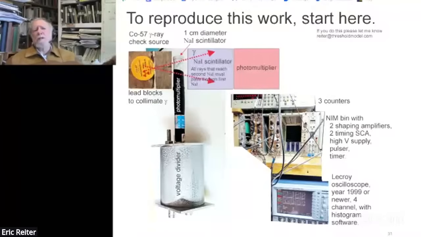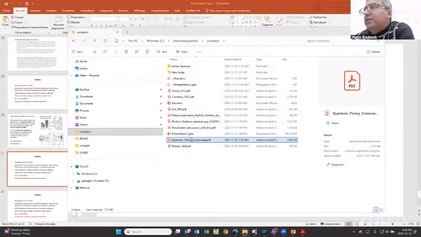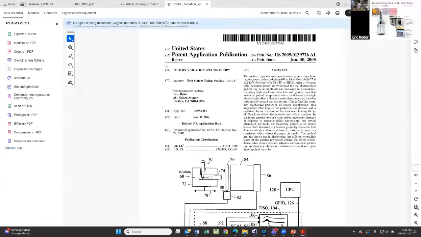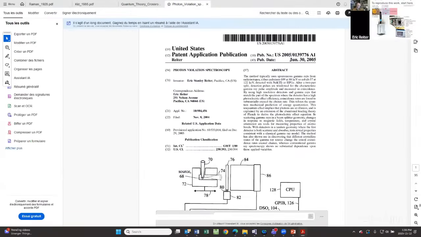Much of my information is specified in my photon violation spectroscopy. So it's actually all there. There's a link, and I think there's even a link from the lecture slides. Yeah, if I can share my screen, that's this. You have one photon violation spectroscopy. That's right. So I go through in detail.